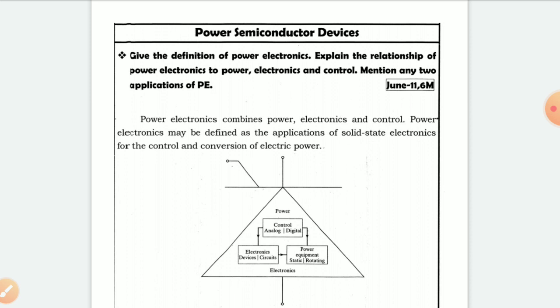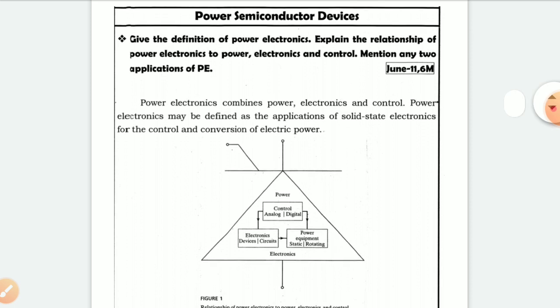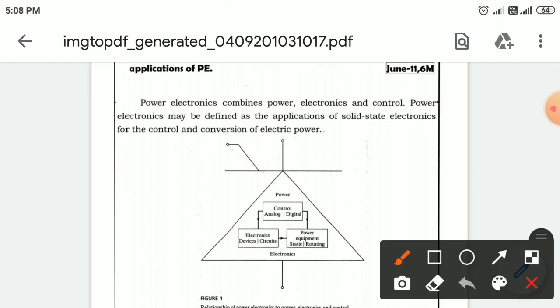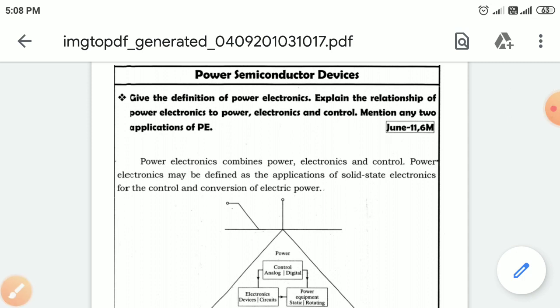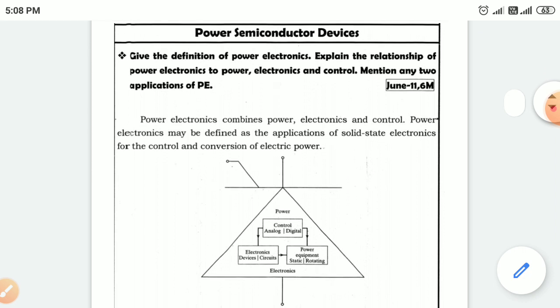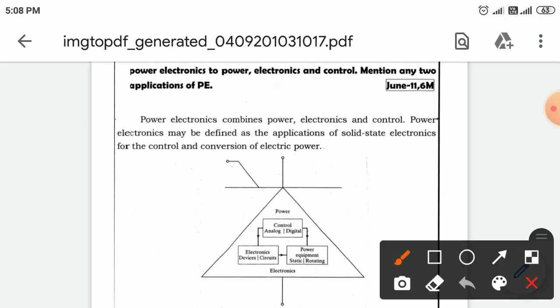Power electronics is the application of solid state electronics that deals with the controlling and conversion of electrical power. Here we not only control the electrical power, at the same time the conversion of electrical power also takes place. You may get questions like how exactly power electronics is related to power, electronics and control, then mention the applications. In that case you will have to explain this concept.